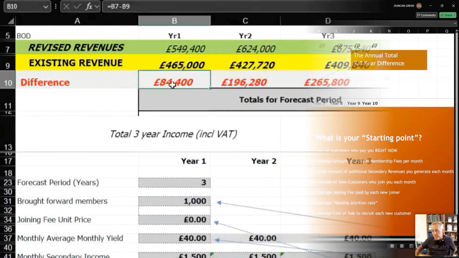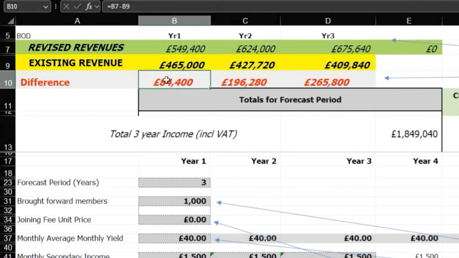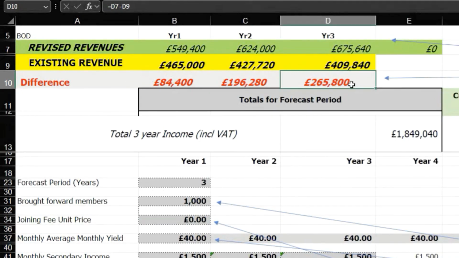So you can see a reasonable return in the first year of 84,000. In the second year, that ratchets up, over doubles, to £196,000 difference. And in the third year to 265,000. And over the 3 years, you can see that change in attrition gives you an extra £500,000. That's nearly about a 40% increase in your gross revenues by altering your retention by 3%.